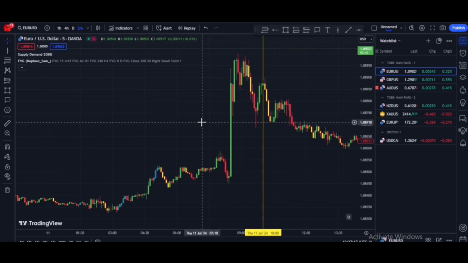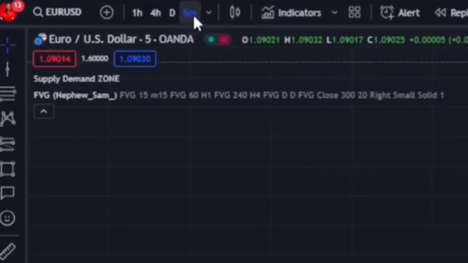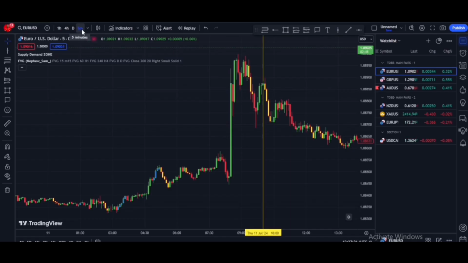And if you notice, I'm using the 5-minute time frame. I prefer to use the silver bullet strategy on the 5-minute time frame. You can use the 1 minute or the 3 minutes. It depends on what you actually want to use. But I personally prefer to use the fair value gap and the silver bullet strategy on the 5-minute time frame.